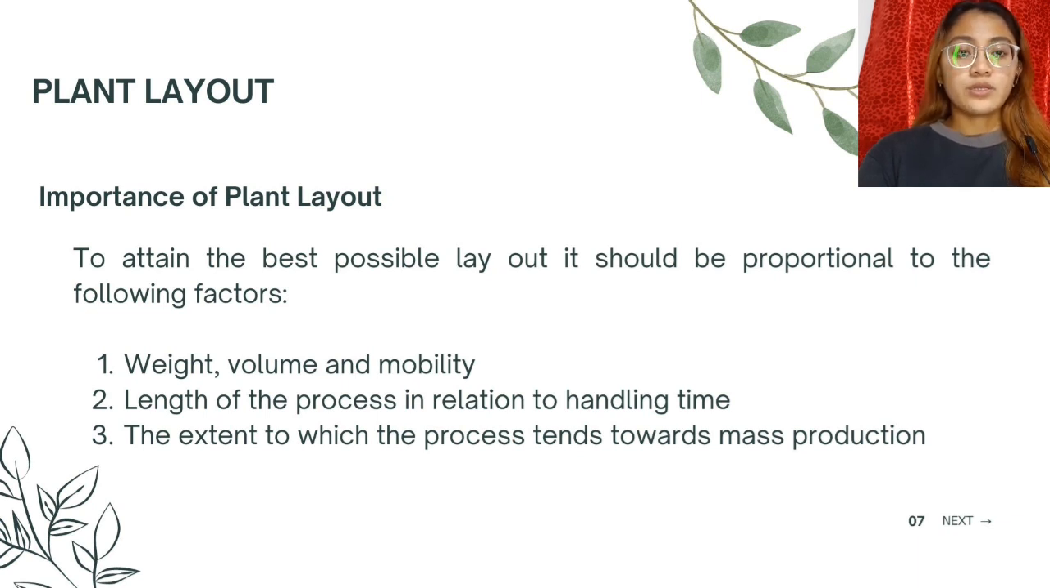And third is the extent to which the process tends towards mass production. Adopting mass production will always depend on the product's function. If it is a basic need that has high demand, such as canned goods, noodles, and so on, with the use of automatic machines in industries for adopting a mass production system of manufacturing, the volume of production will increase.